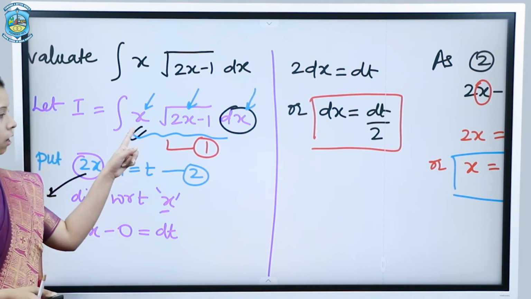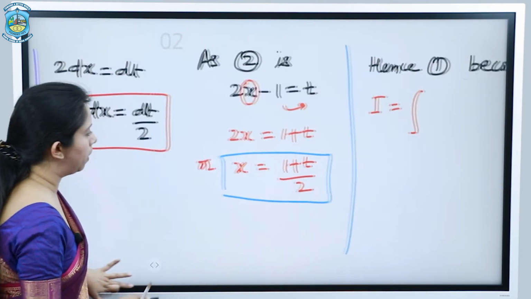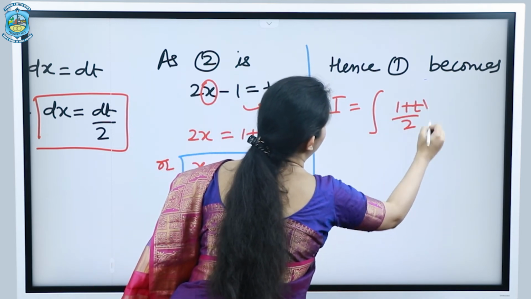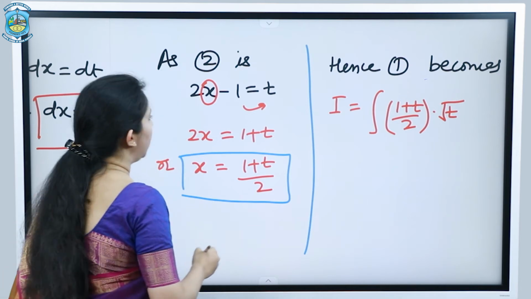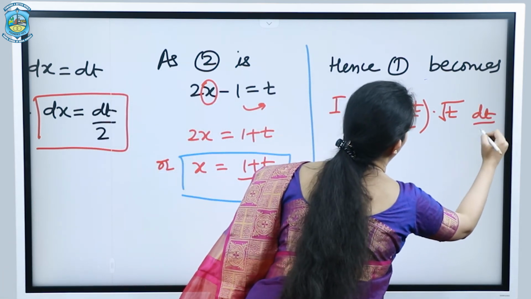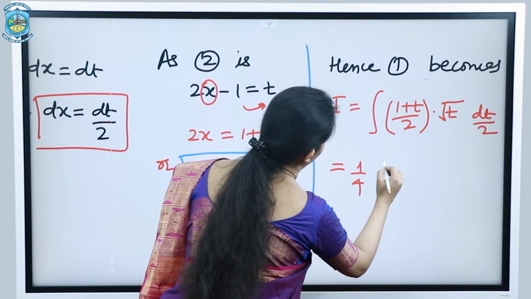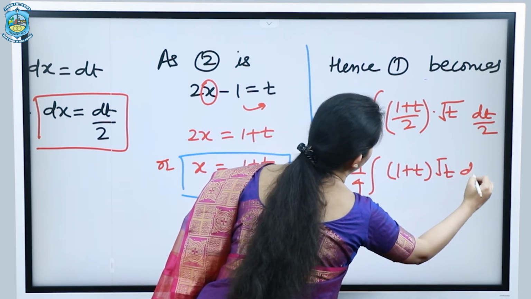This is x. So x can be replaced with this value, (1 plus t) divided by 2. So here we will get (1 plus t) divided by 2 multiplied by square root t, and then we have dx, that is dt by 2. So we will simplify this. What we will get? We will get 1 by 4 integral (1 plus t) multiplied by root t dt.